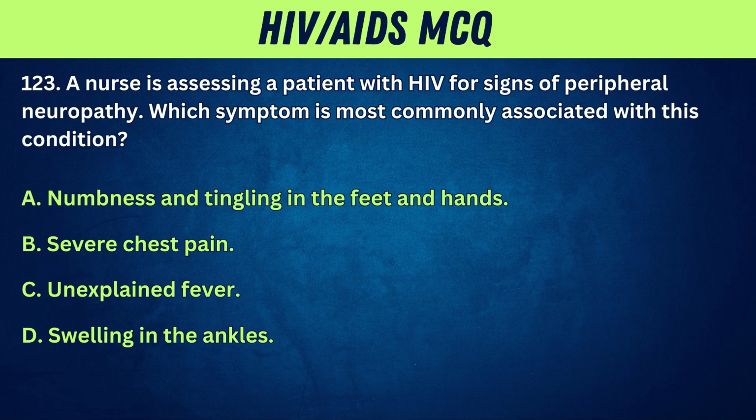123. A nurse is assessing a patient with HIV for signs of peripheral neuropathy. Which symptom is most commonly associated with this condition? A. Numbness and tingling in the feet and hands. B. Severe chest pain. C. Unexplained fever. D. Swelling in the ankles.